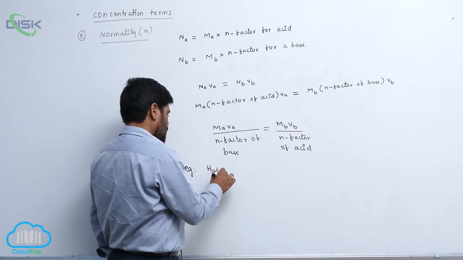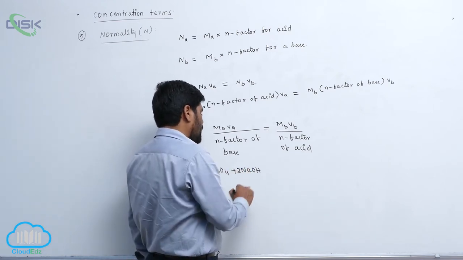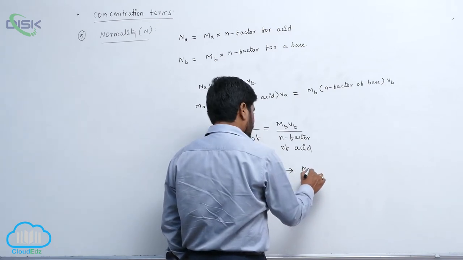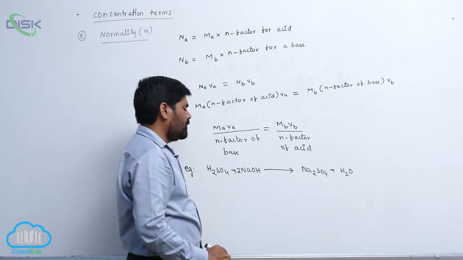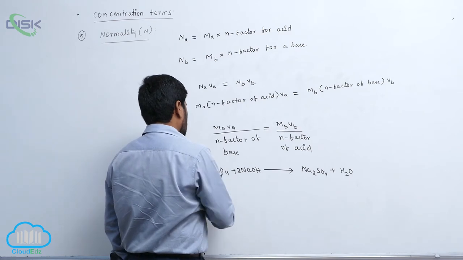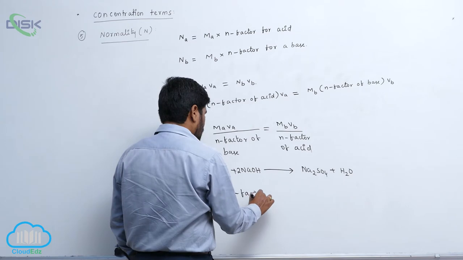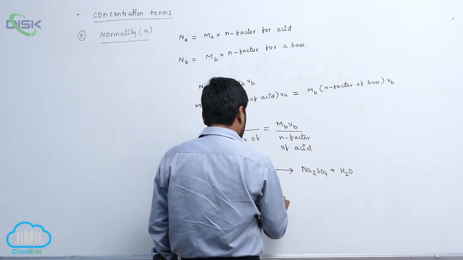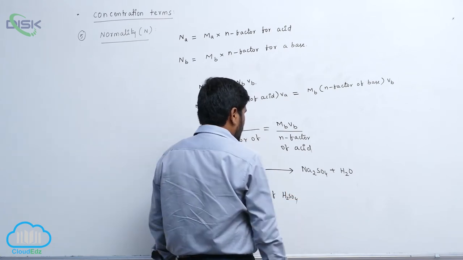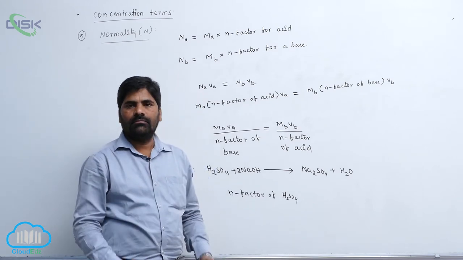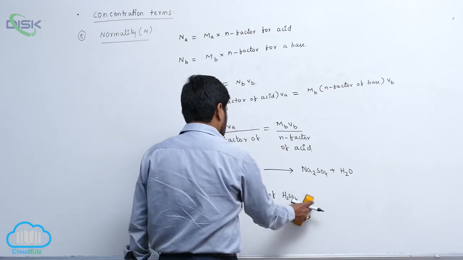For example, sulfuric acid reacts with sodium hydroxide. Here 2 moles of sodium hydroxide are consumed. Now it forms sodium sulfate plus H2O. So here the number of replaceable N factor of acid, N factor of sulfuric acid equals 1, and N factor of this one is also 1 only.